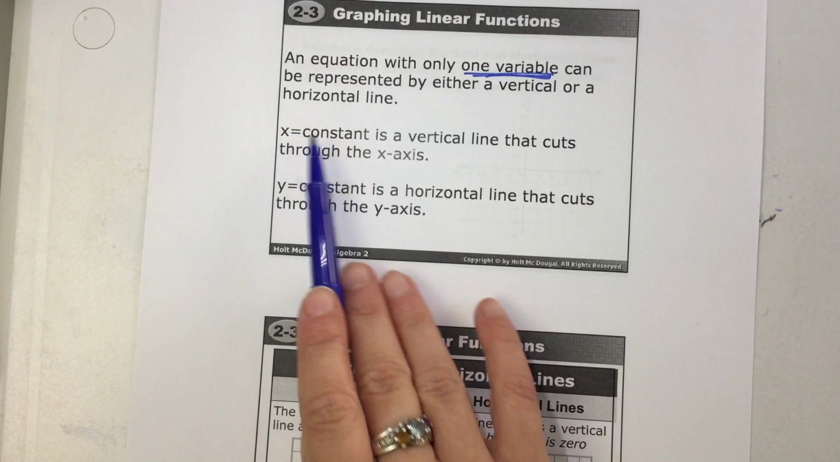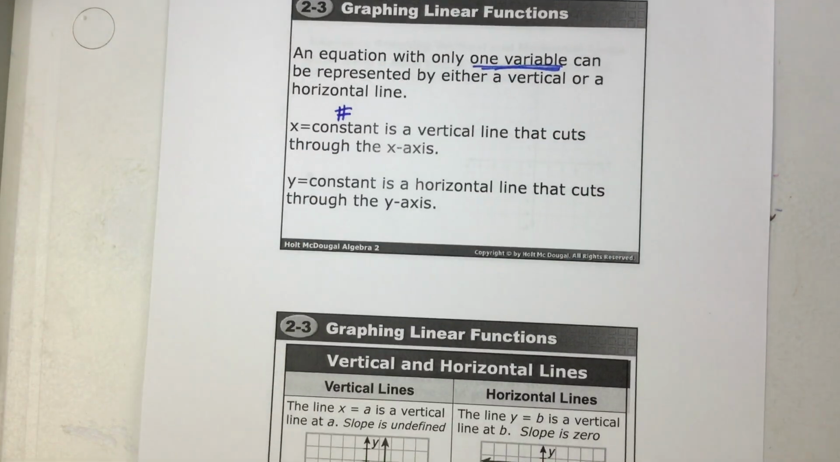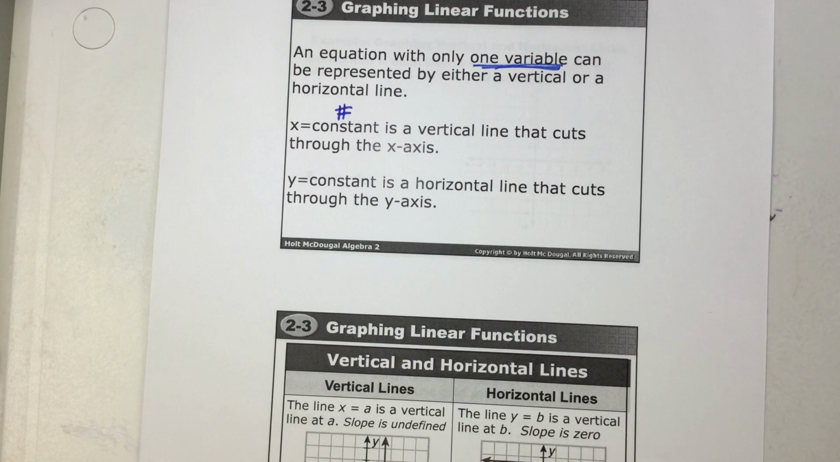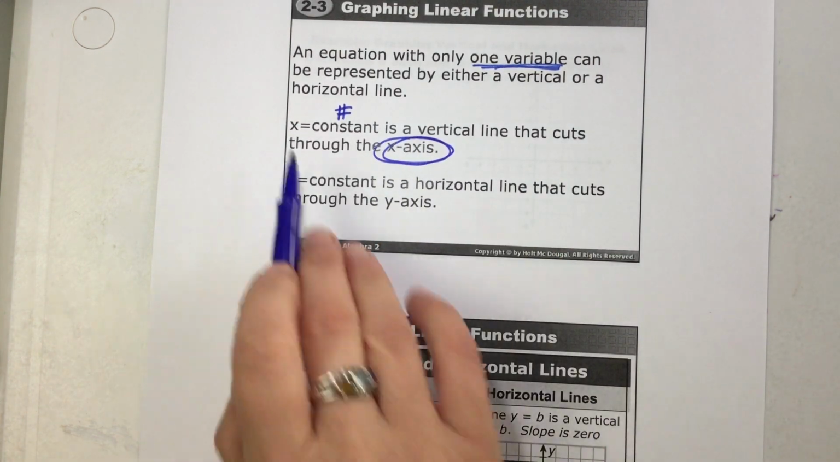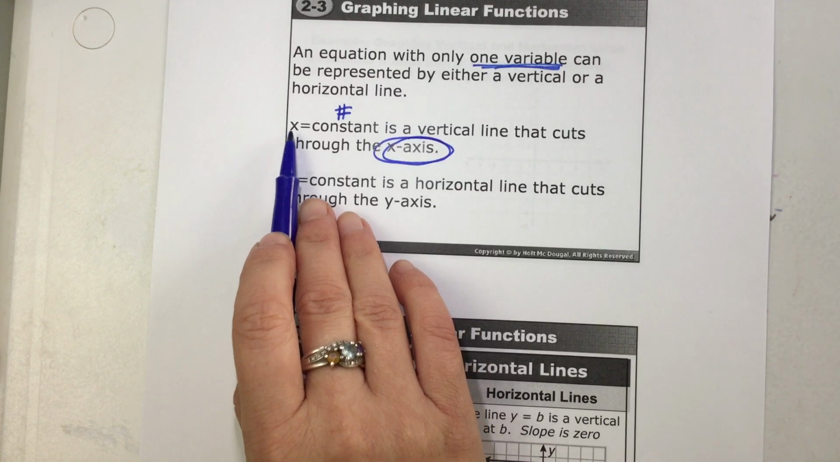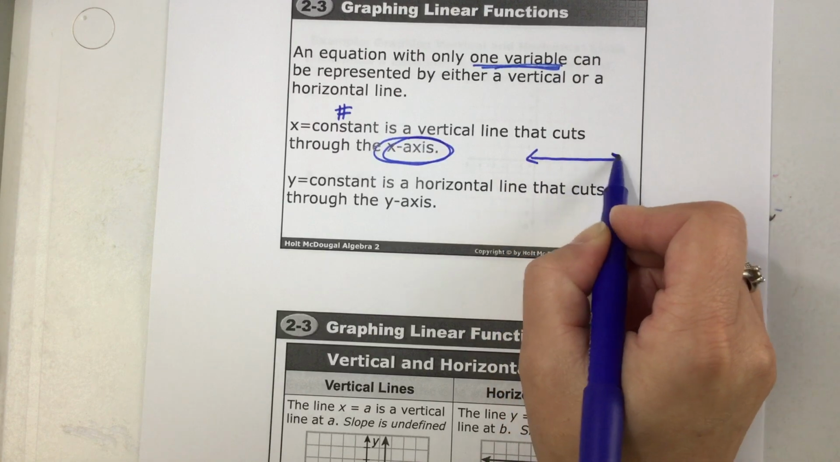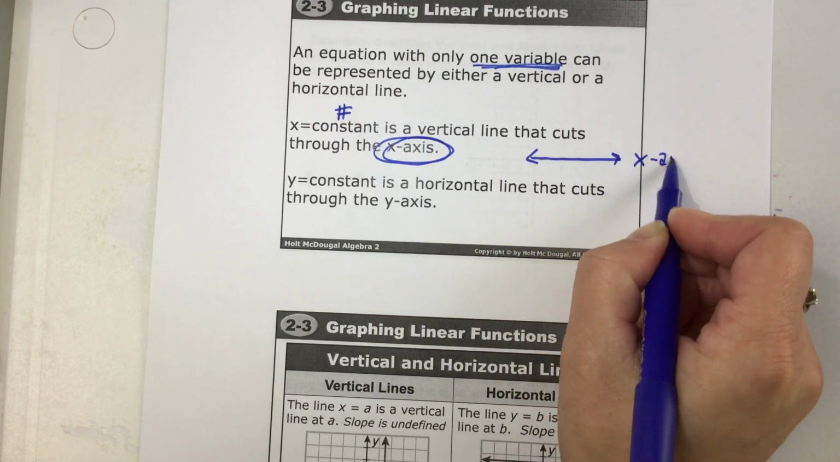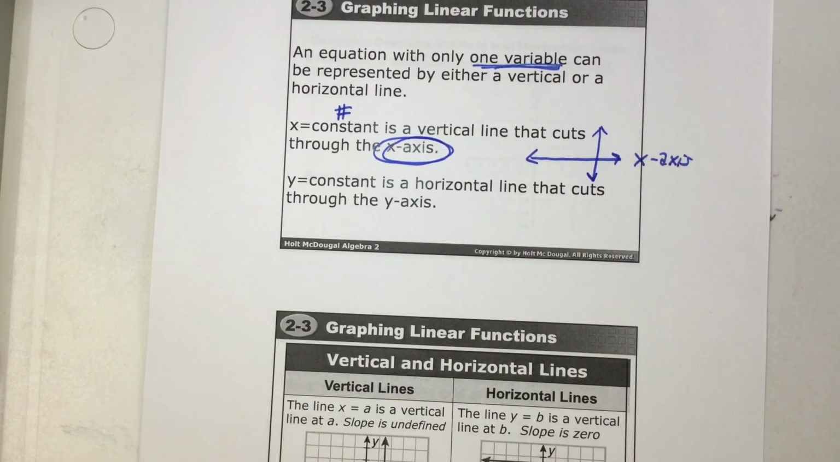If you have x equals a constant, and remember a constant is just a number, you get a vertical line because it has to cut the x-axis. So if x is your one variable, you are cutting through the x-axis. Remember, the x-axis runs side to side. So in order to cut through it, you need a vertical line.